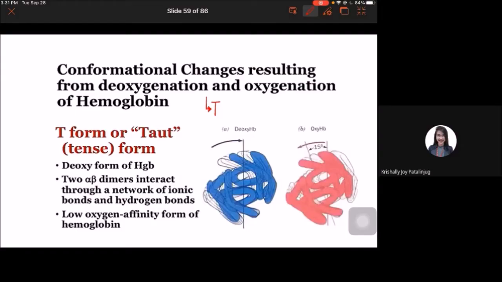So first up, we have the T form. Okay, the T form of hemoglobin, or this is also known as the taut form. Taut, paano ba yan? Basta same spelling. Okay, taut form or the tense form. Okay, now with regards to the tense form of hemoglobin, what is being observed here is that it is highly rich in ionic or hydrogen bonds being observed between the dimers. Okay, so sobrang daming ionic bonds, hydrogen bonds between the dimers. Now, if that is the case po, more bonds between the dimers, mas sisikip ngayon yung space, no? Sa form, sa structure ng hemoglobin.